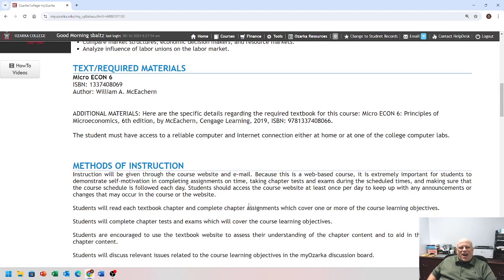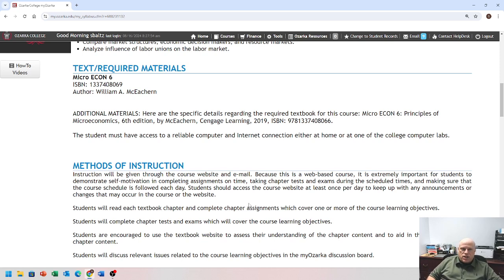All right, the next item on the course syllabus is the textbook required materials. And you notice it shows the name of the textbook, which is Microecon 6. And it has the ISBN number there and the author. Just make sure that when you go and purchase your textbook, whether it's from the Ozarka bookstore or some other source, make sure that you take that information with you about the textbook, and especially the ISBN number, and that you purchase the correct textbook.